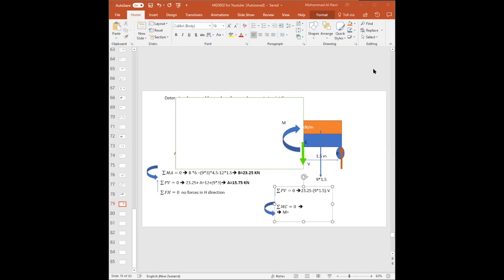So some of you are getting negative, some of you getting positive. Why are you getting negative, guys? If you look carefully, in the equation V is equal to 23.25 minus 9 times 1.5. So I don't know why you guys are getting negative. It should be 9.75 kilonewtons. Go and check the previous solution. Is this what we got in the last solution?